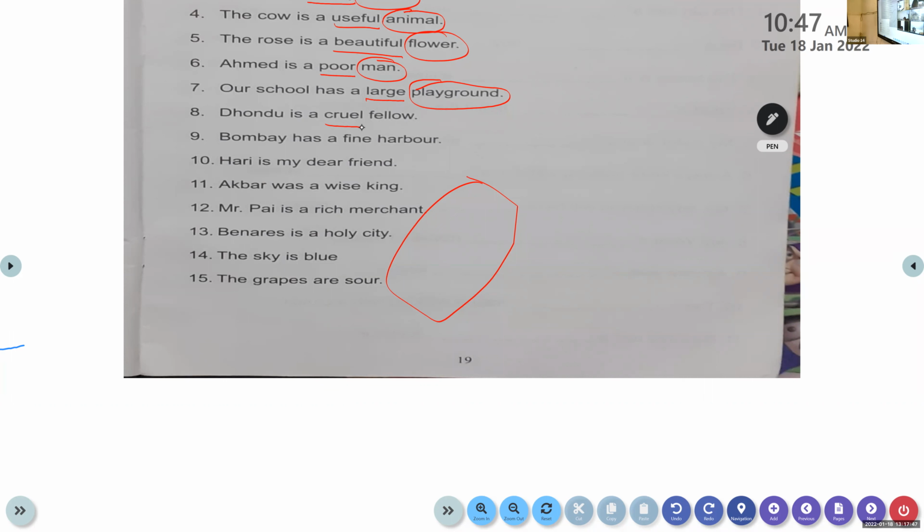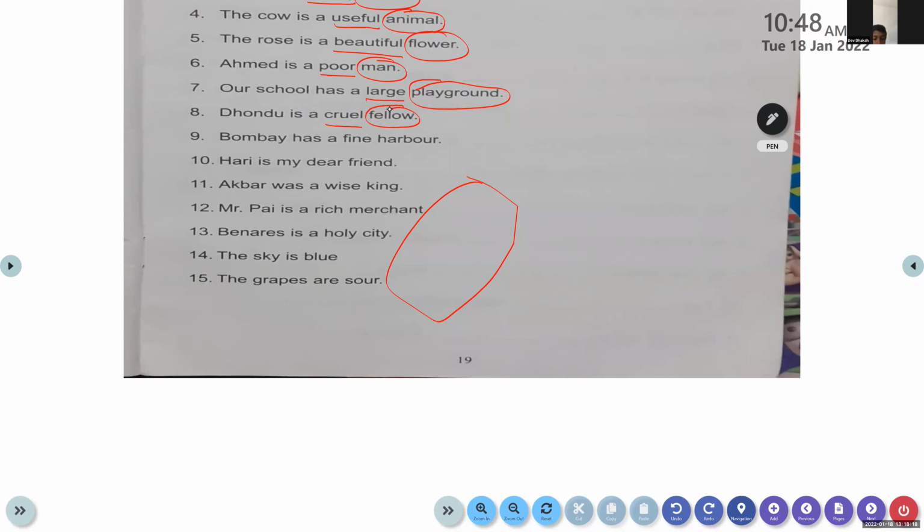Okay. So cruel is the adjective there. Then it describes a noun. Which noun does it describe? Don't do is a cruel fellow. Cruel is the adjective there, and it describes the noun fellow. So cruel you have to underline and fellow you have to circle. Clear to all of you?